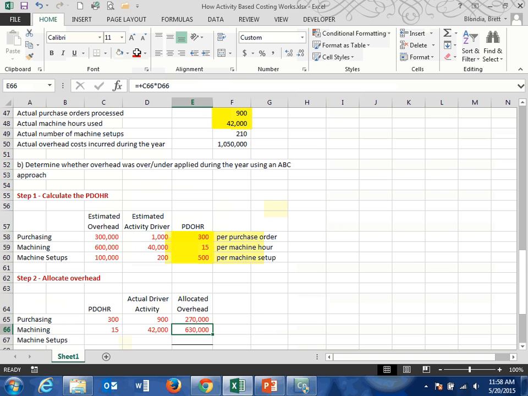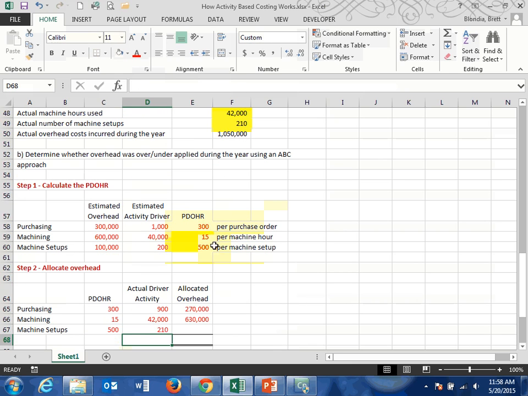All right? And finally, we have our machine setups. We thought we were going to have 200 of them, which drove a predetermined overhead rate of $500 per setup, but in actuality we completed 210 setups. So $500 per setup times 210 setups means that my allocated overhead for my machine setups is $105,000.